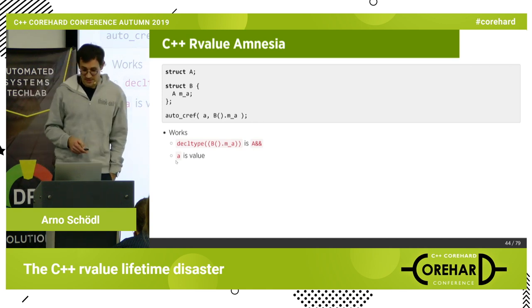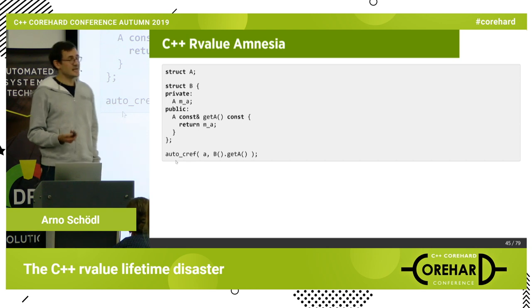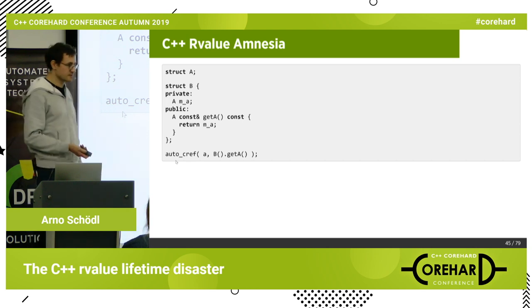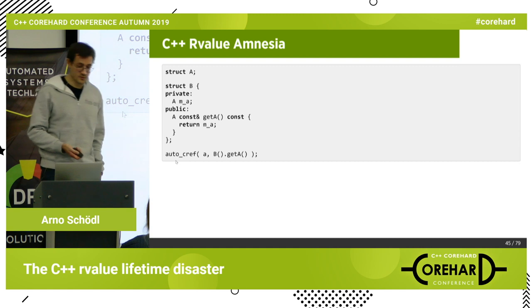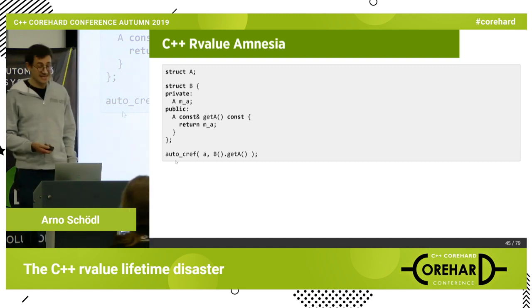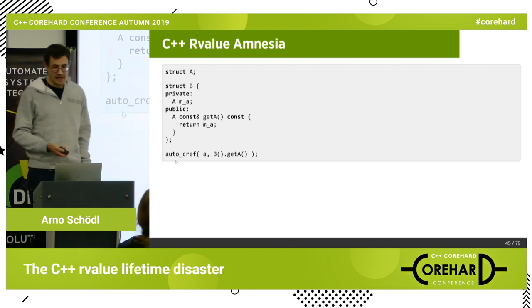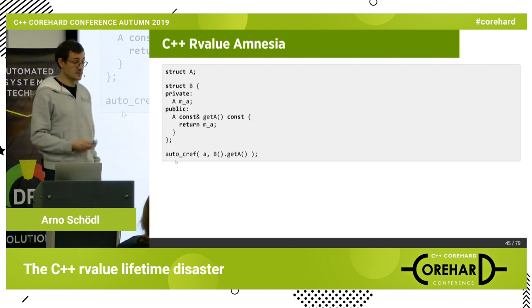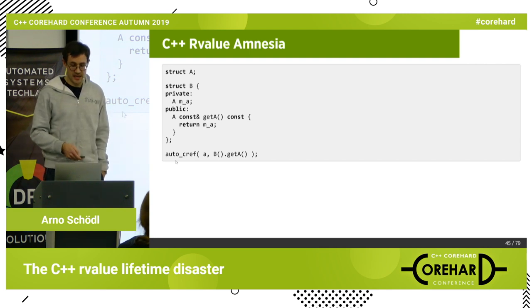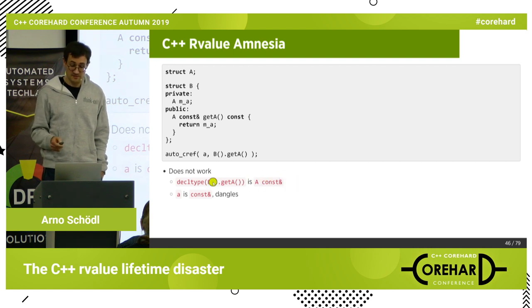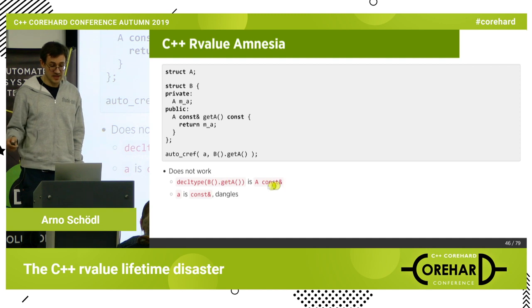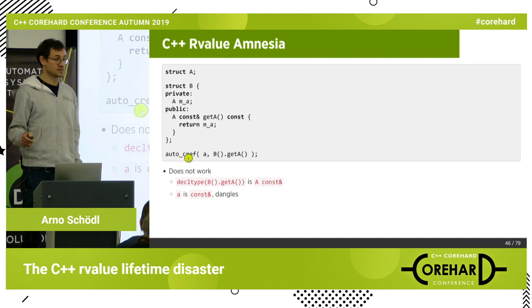Let's look at something else, and things start to get ugly. Let's say the mA shouldn't be public. We want to keep it private and write an accessor function, what we do all the time. Right? Most perfectly normal thing in the world. Well, the problem is getA returns by constref. And now you got a B, which is an R value reference. You say B.getA, and you get an R value reference. The getA still returns a constref, an L value reference. So the B was an R value, but your getA is now an L value reference. And auto cref does the wrong thing. It gives you a constref, which is dangling.